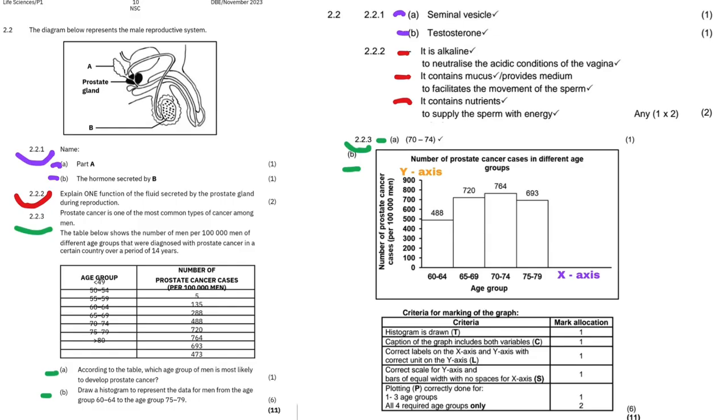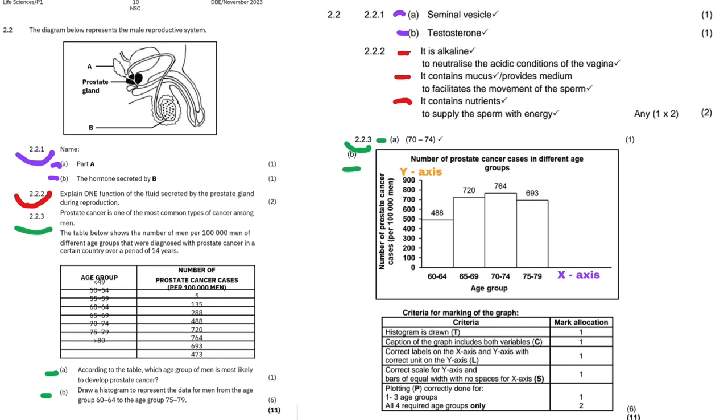This question is worth 2 marks, but you're only asked for one function. Your choices are: it is alkaline to neutralize the acidic conditions of the vagina, or it contains mucus providing a medium to facilitate the movement of the sperm, or it contains nutrients to supply the sperm with energy. You only need to give one of those. Whichever one you supply will be marked correct.